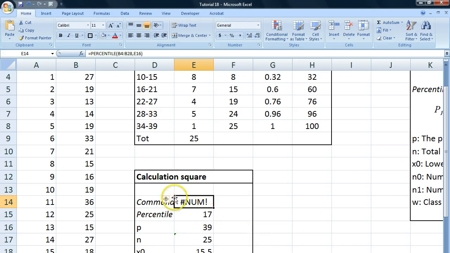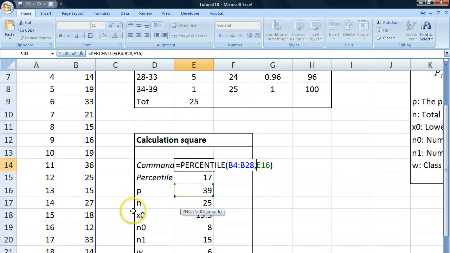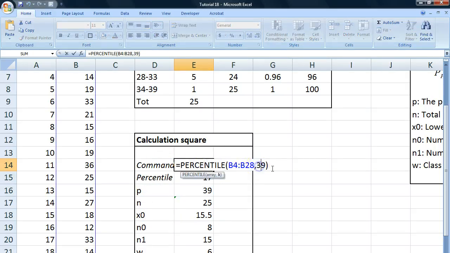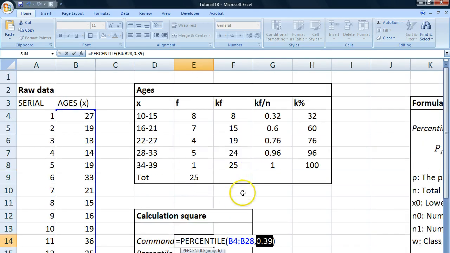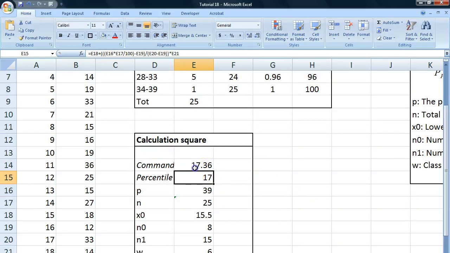Oops. What did I do wrong? Oh yeah, of course. In this formula, the percentiles are actually shown as, they have to vary between 0 and 1. So they're moving in shares. They're taken from this scale. So we have to write 0.39 if we're looking for the 39th percentile. Then we get 17.36.